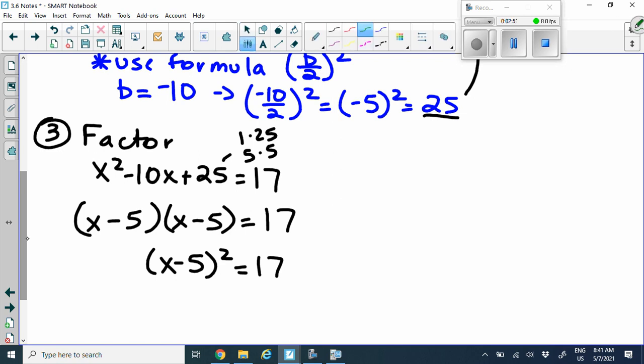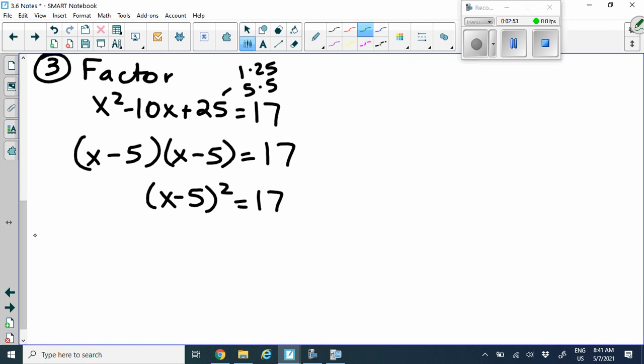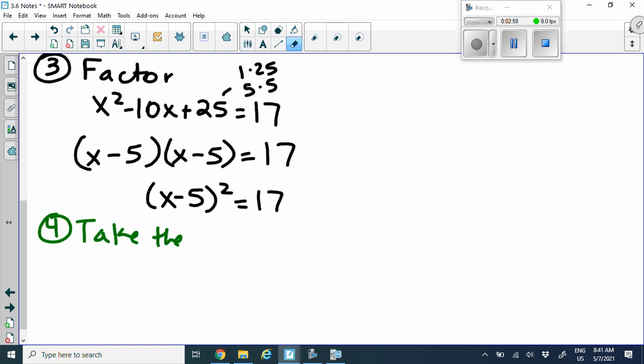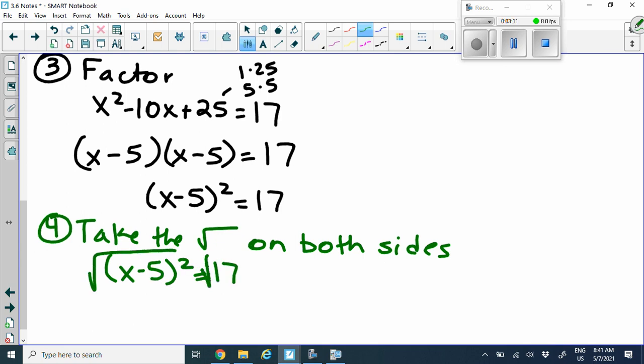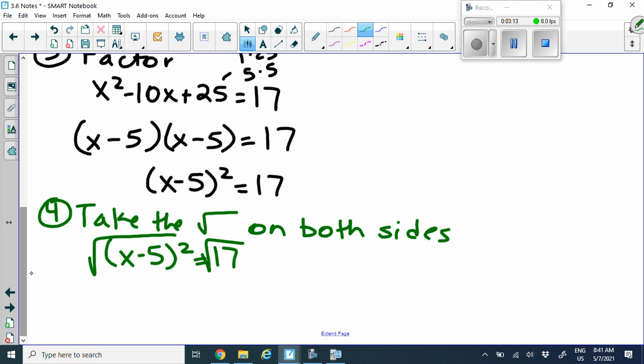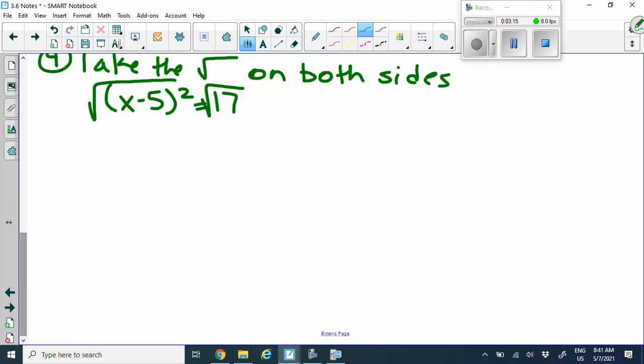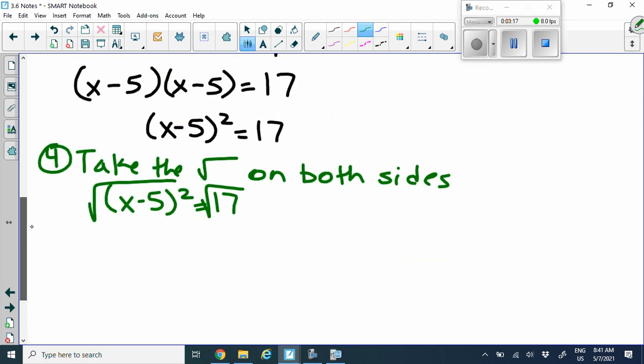Okay, after that, I go ahead and take the square root on both sides. So I have x minus 5 squared equals 17. To undo that square, we square root because they are opposites. They cancel each other out. Okay, I'm left with x minus 5.